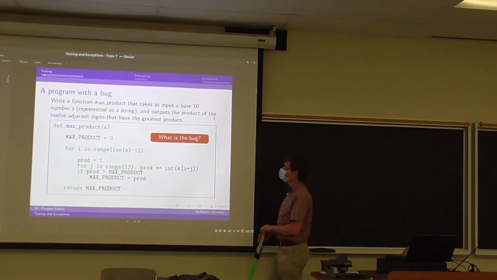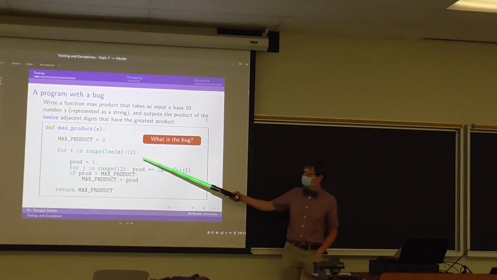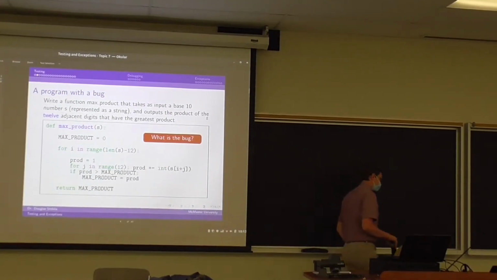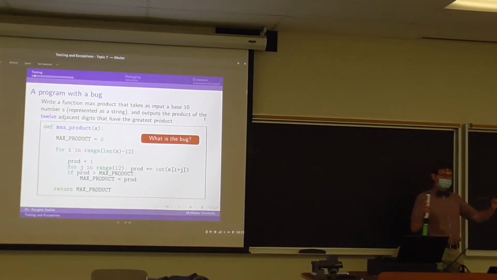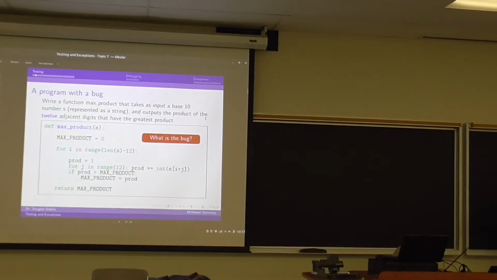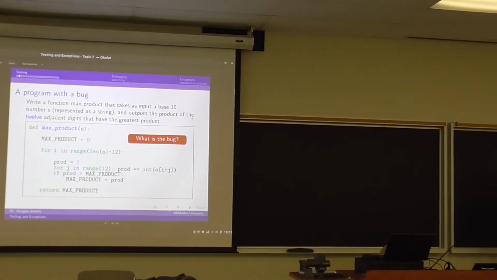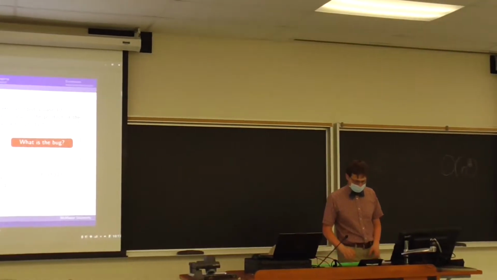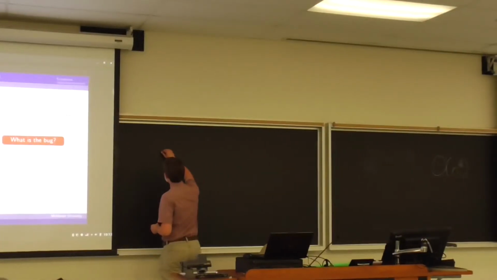So here's a program which has a bug. We have max product. The object of this algorithm is to take a series of numbers, like a series of digits, and find the sequence of 12 digits inside of that sequence of digits which has the highest product, max product. So, it goes something like this, right?